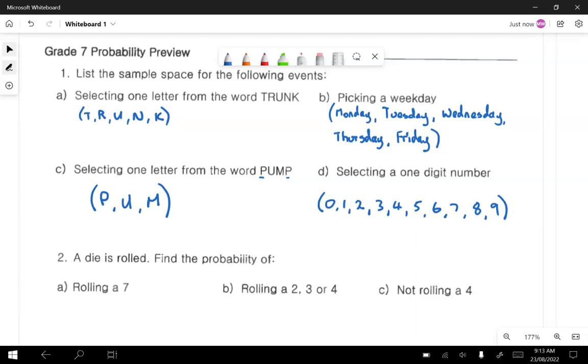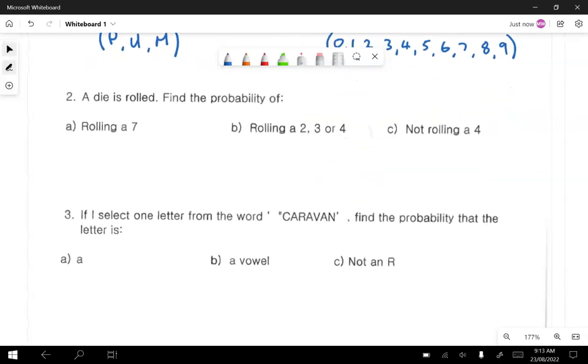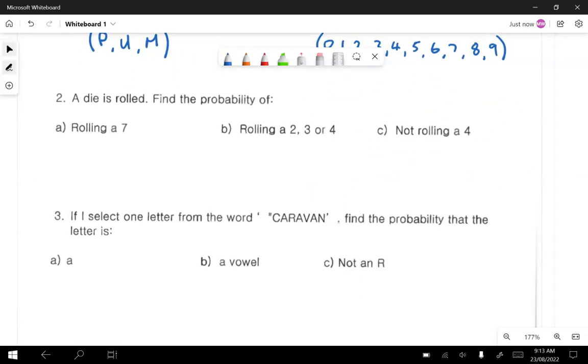Okay, a die is rolled. And we're moving into question 2 here. What is the probability of rolling a 7? Unless they specify, let's just assume we're rolling a 6-sided die here. Now, if you roll a dice, you're going to get the numbers 1 to 6, so there's no chance of you rolling a 7. So it will be a 0 out of 6 possible outcomes.